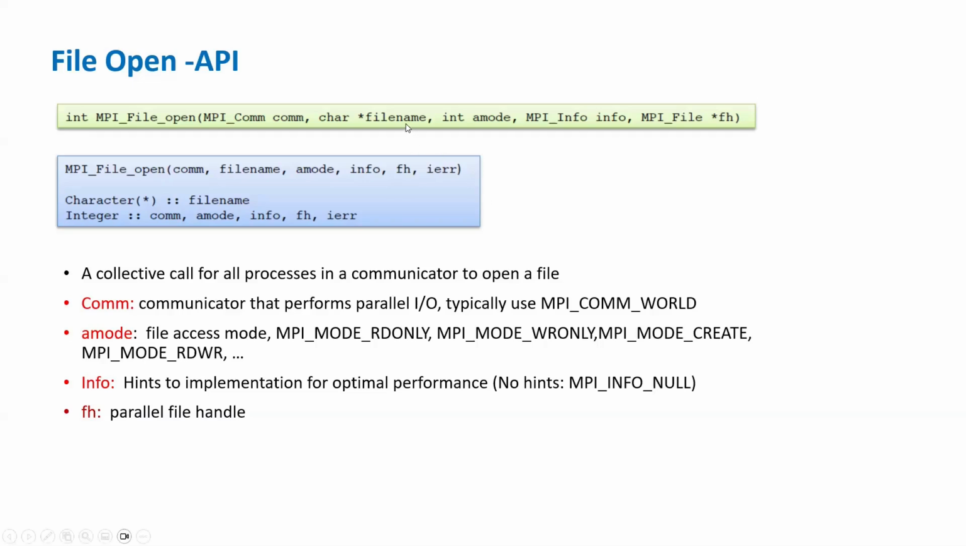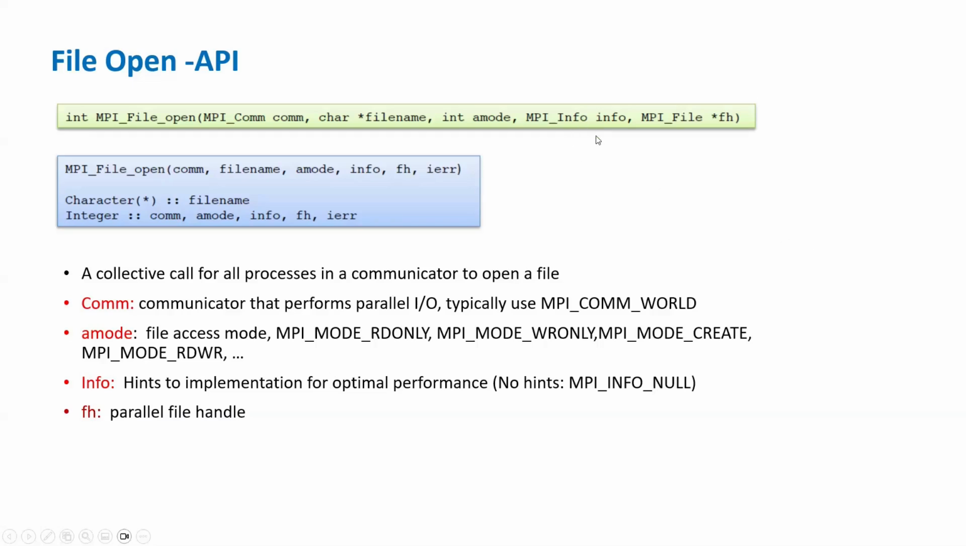Then the file name, and then the process access mode. In this mode you specify what you open the file for. You could have read-only, or write-only, or if it's a new file you have to create it, or you open the file for both read and write. So you need to specify the different modes when you open a file.